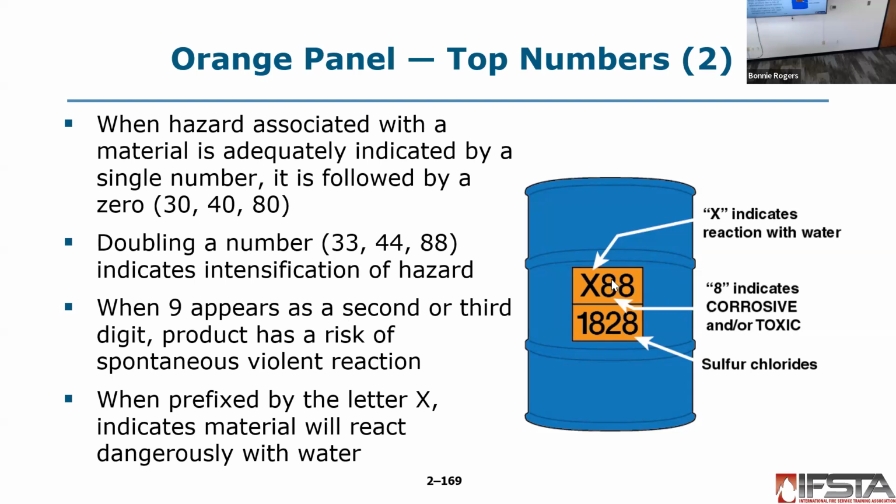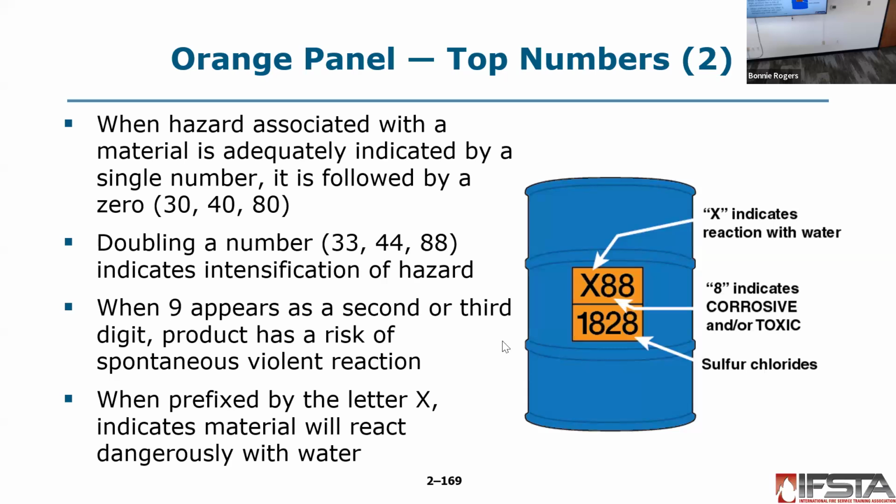Here's a double 8. What does that mean? It basically just means the number on the placard. It's double, so it's worse. And if it's just like that, then you'll have a 0.